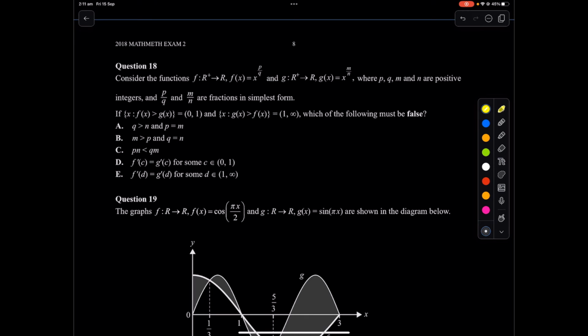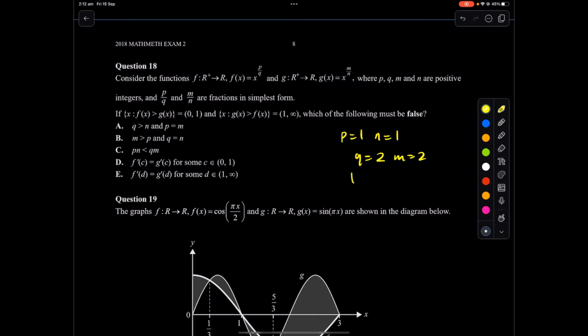The next one is pn is less than qm. So let's look at this. Because we want pn to be less, let's say p is 1, n is 1, q is 2, and m is 2.